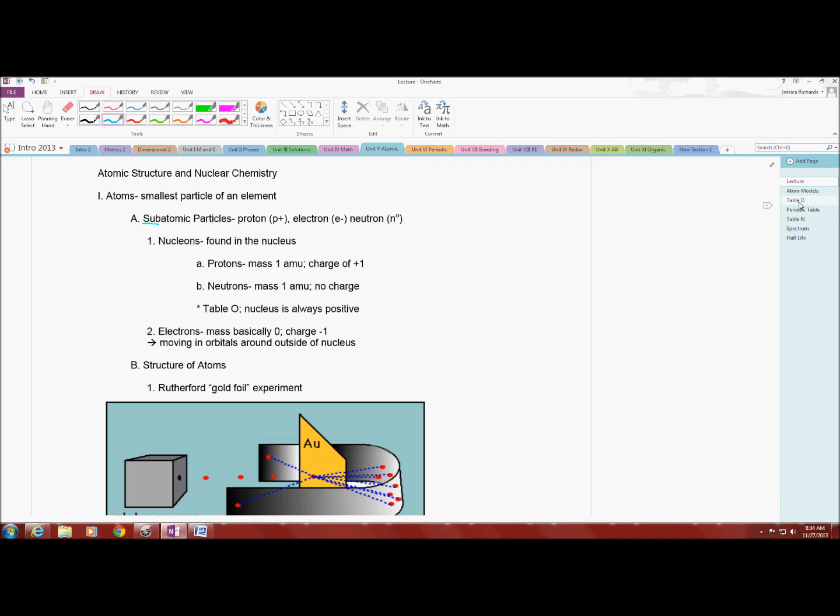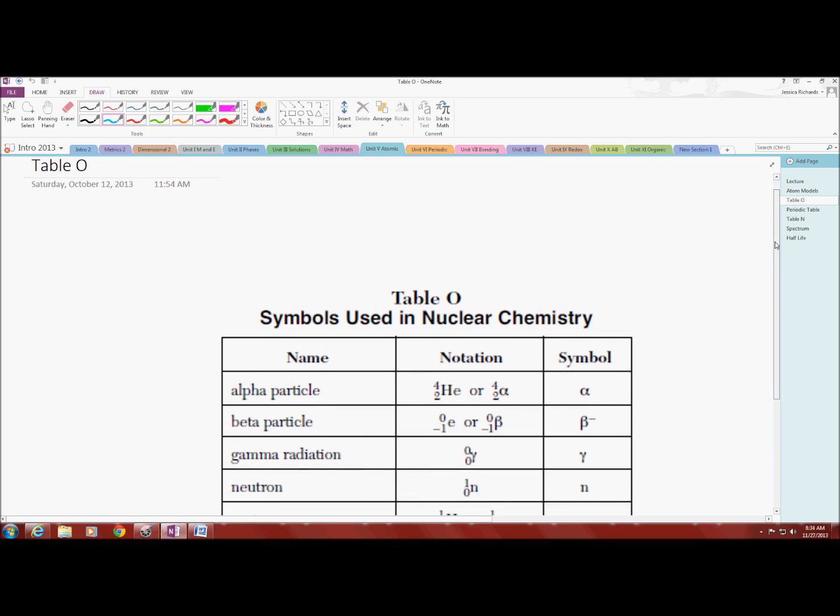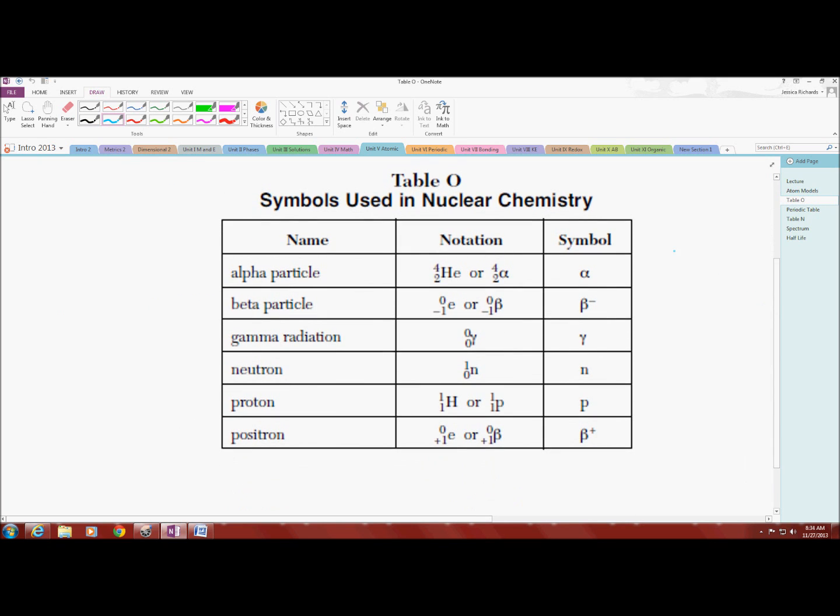Take out your reference table and find reference table O. Reference table O is going to show you the symbols that they use for nuclear chemistry and the different ways that we write with them, the notations that we use. Okay, this one is not a particle. Gamma radiation is not a particle. It's not matter. It's just energy, and it's energy that's released anytime we have something that's radioactive.